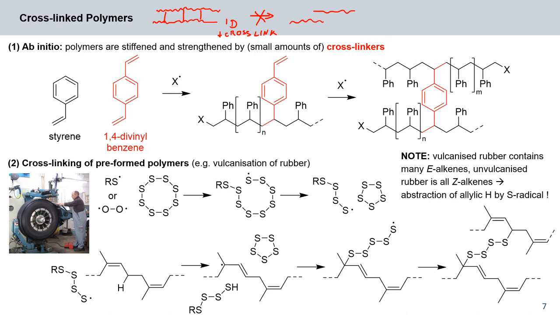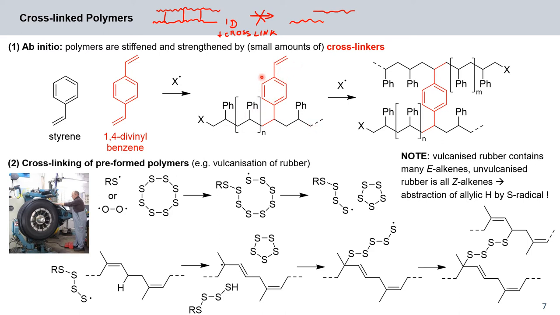So you could design your reaction in such a way that you introduce a cross-linker straight away as you start growing your polymer. One of these examples is given here with this ab initio cross-linking of polymers. So you are introducing a small amount of cross-linker into your initial reactive solution. So here, for example, we have styrene and 1,4 divinyl benzene. And when you kick off a reaction with your radical initiator, you will essentially grow your polystyrene. But every now and again, you will also incorporate your 1,4 divinyl benzene into this polymer chain.